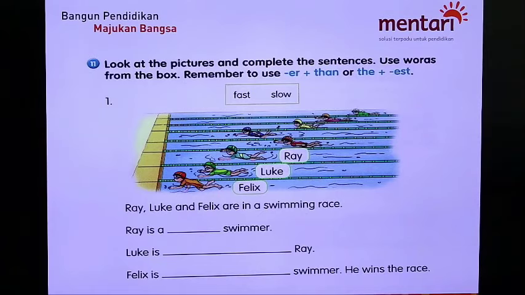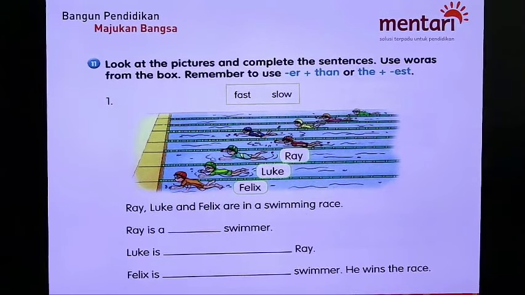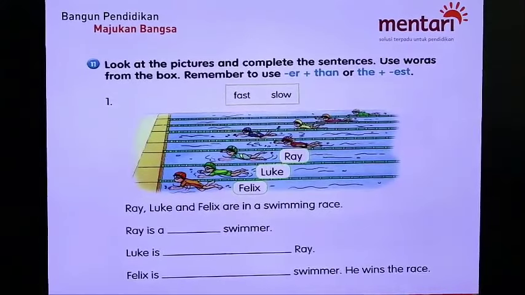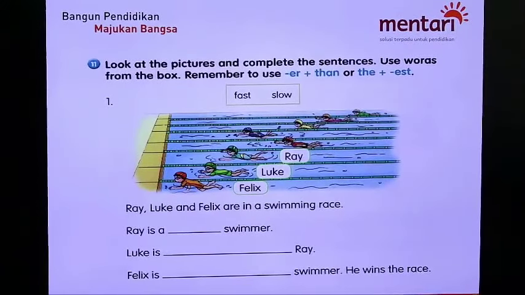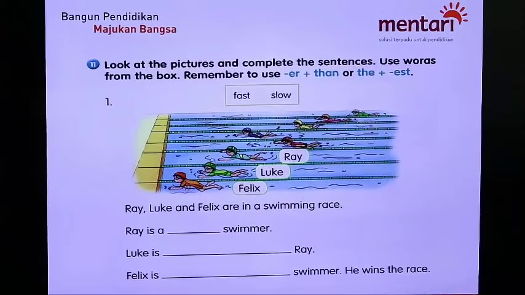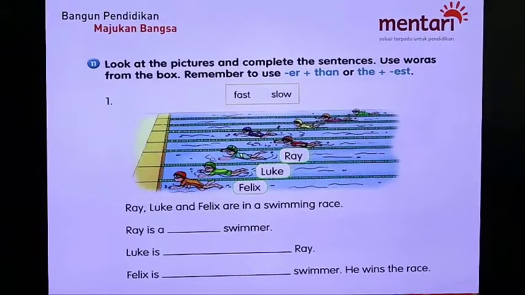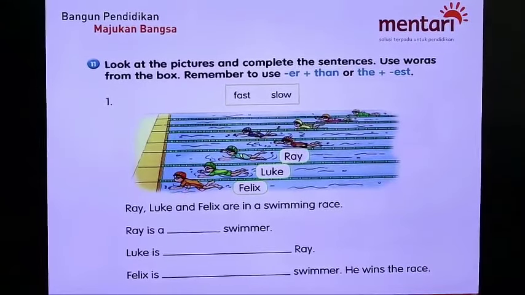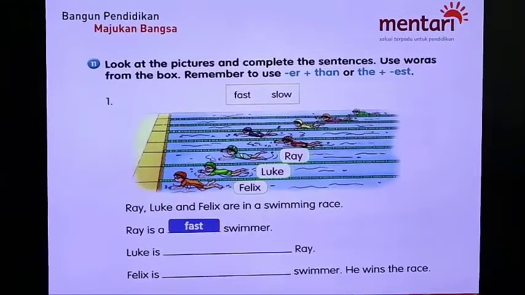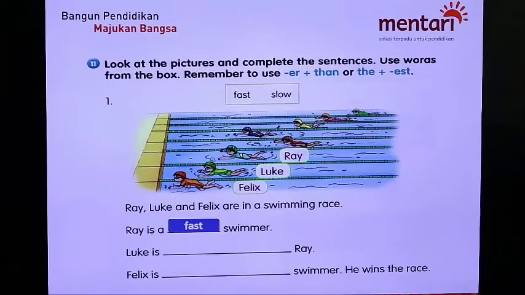We can see at the picture, from the running race, we are moving to the swimming competition. This one we have Felix, Luke, and Ray. And now, from the first sentence, Ray, Luke, and Felix are in a swimming race. Ray is a blank swimmer. What do you think, everyone? Ray is a fast swimmer. He is fast.